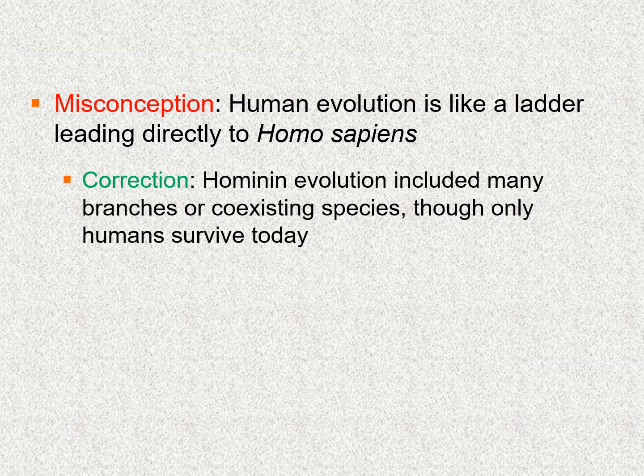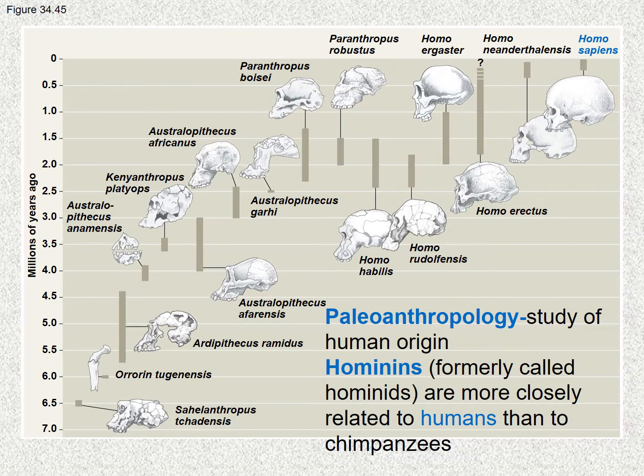What the correction is that hominin evolution included many branches or coexisting species, though only humans survive today, which would be modern humans, the modern Homo sapiens. Now let's take a look at the phylogeny of the hominins and their ancestors.